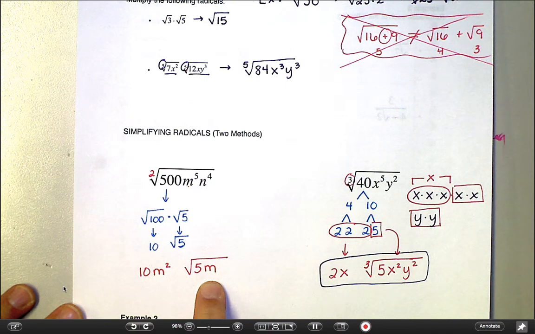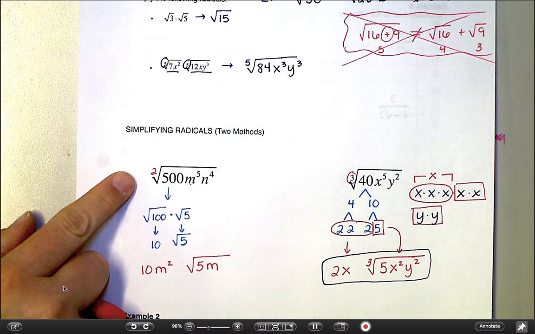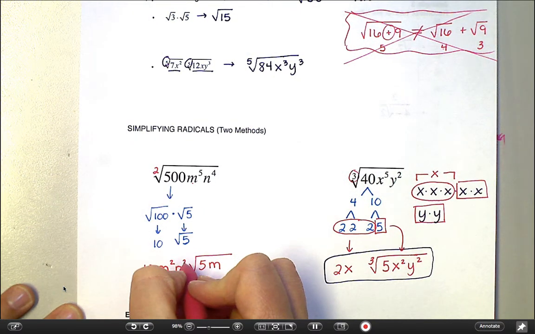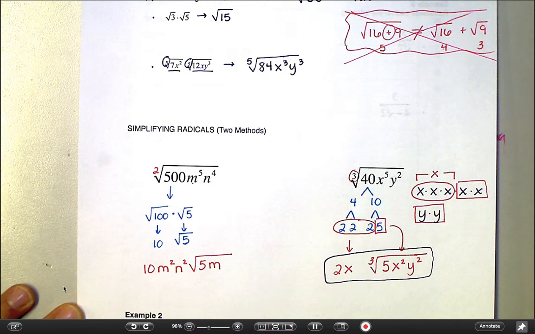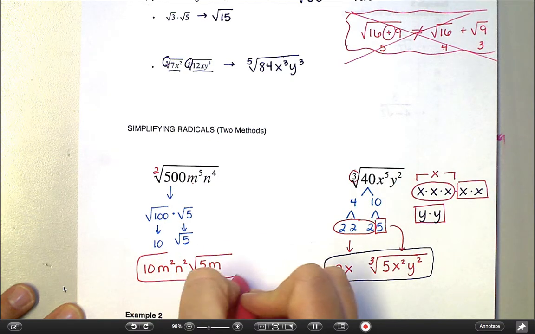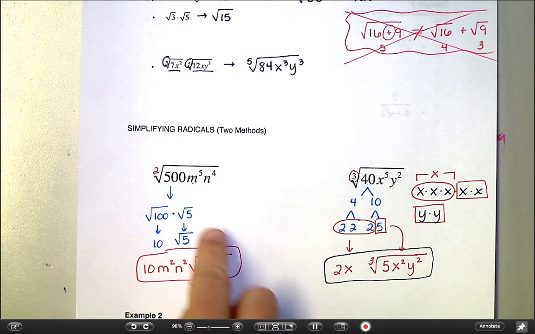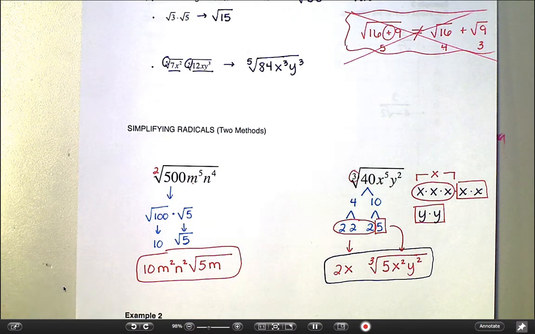So then for n to the 4th, how many groups of 2 could I make? I can make 2 groups of 2. And so I'm going to get an n squared here. How many do I have left over? None. And so then this thing right here would be my final answer. So that's what it means when it says to simplify. Simplifying means you're not putting it in a calculator, you're not getting a decimal answer, you're not making fraction exponents, you're pulling out what you can and leaving behind the rest.